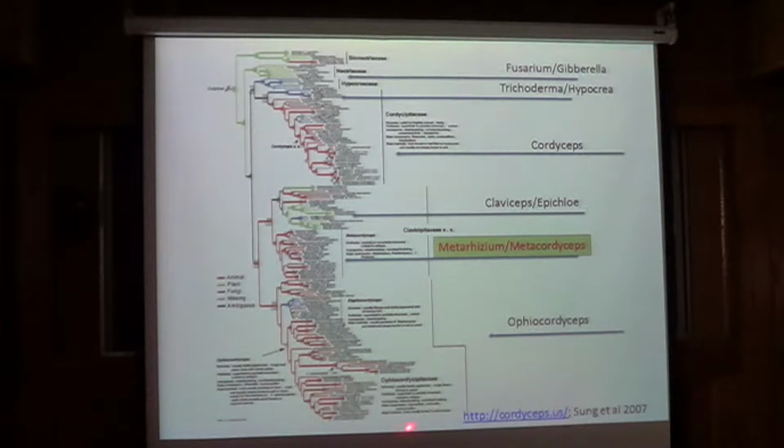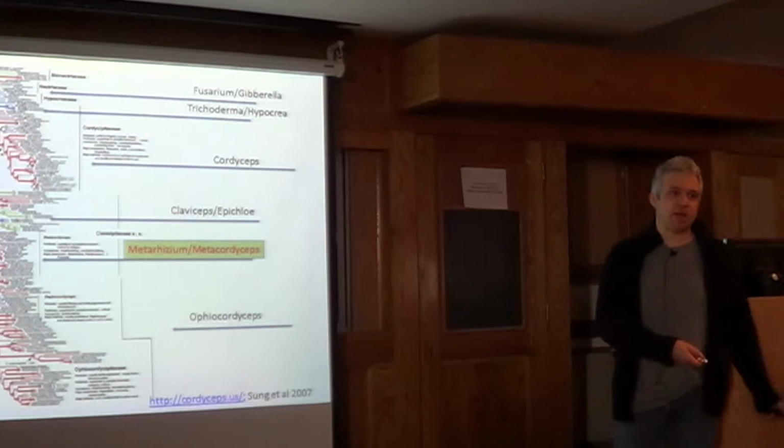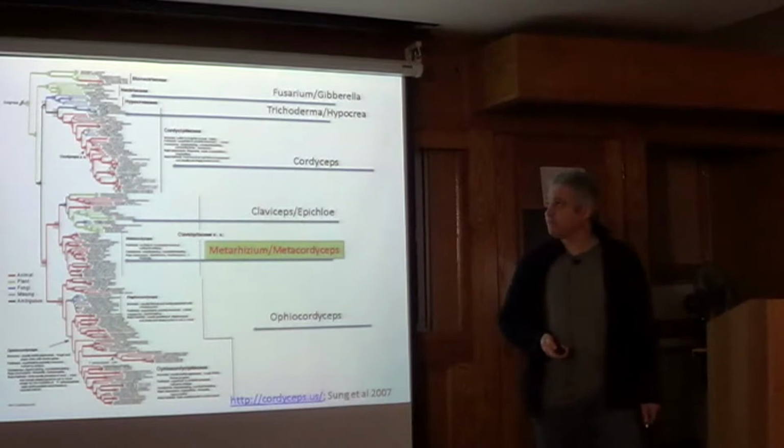Also interesting is that in this sea of red, you will see some green things here. It's the Claviceps Epichloë clade. Basically, these are renegade fungi. They probably were entomopathogens, and they reversed back to the plants, either as a plant pathogen or as endophytes of grasses, in the case of Epichloë. And they bear a lot of resemblance to Metarhizium and other pathogenic fungi.